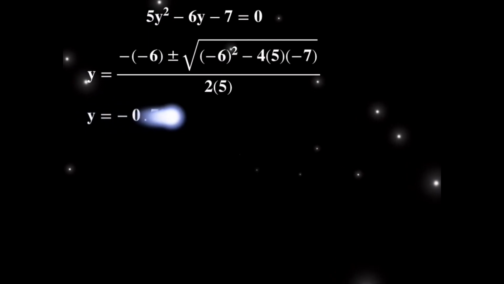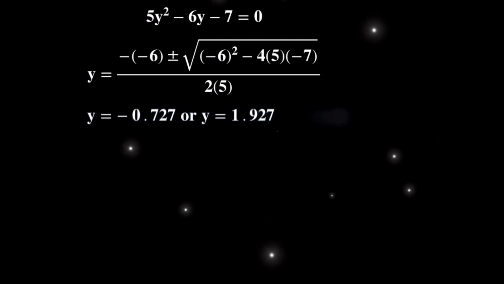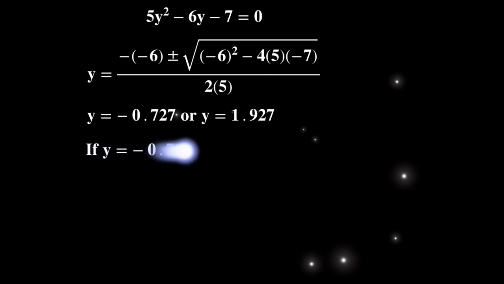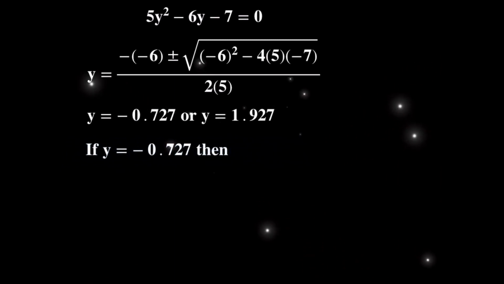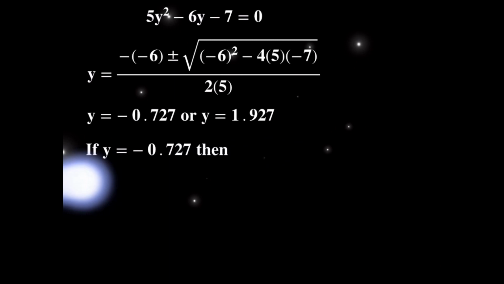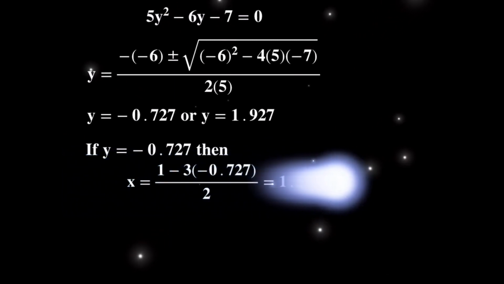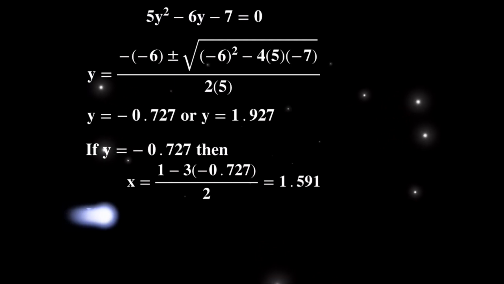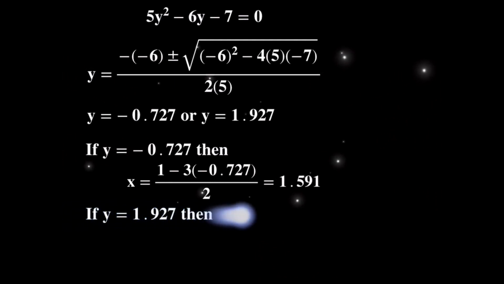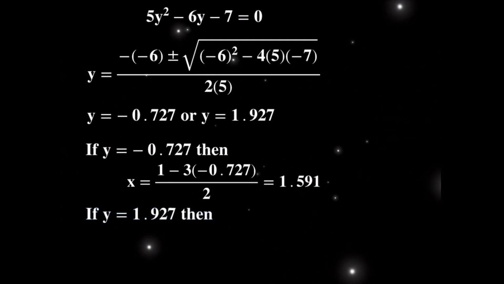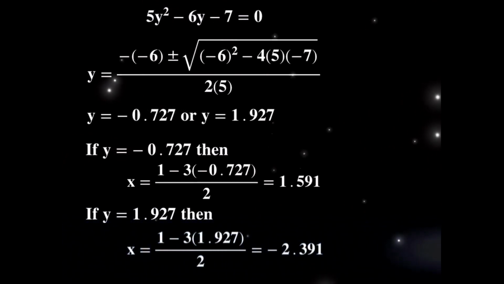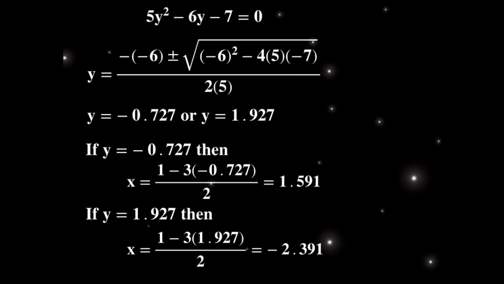You press mode 3 times, go to equation, arrow to the right and key in degree 2. So this is the value that you get from using the calculator. And then once you have the y values, you can substitute back into the first equation to find the value of x. So when y equals negative 0.77, you would have x equals 1.591. And when y equals 1.927, you would get x equals negative 2.391.